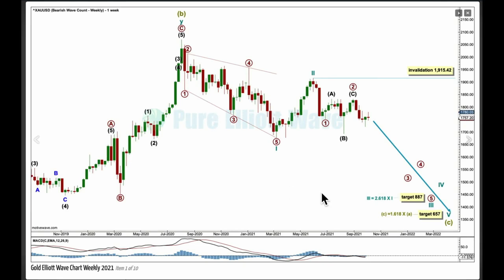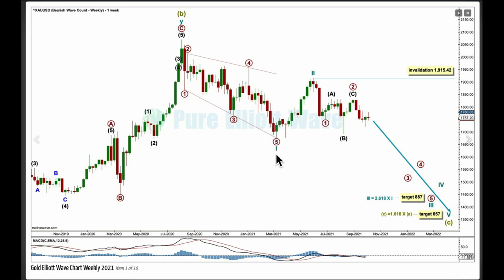This is the preferred Elliott Wave count. It's very bearish. It sees a huge expanded flat unfolding at a quarterly chart level, and here's wave B and the start of wave C. Wave B subdivides as a double zigzag. Wave C will most likely subdivide as an impulse.